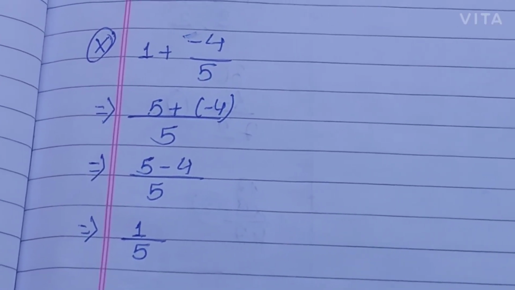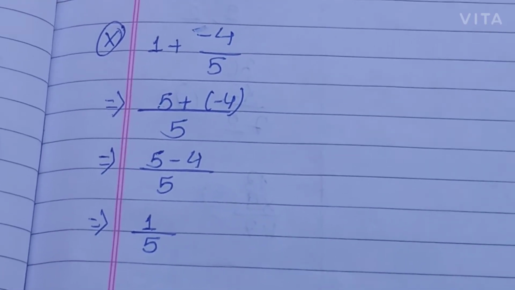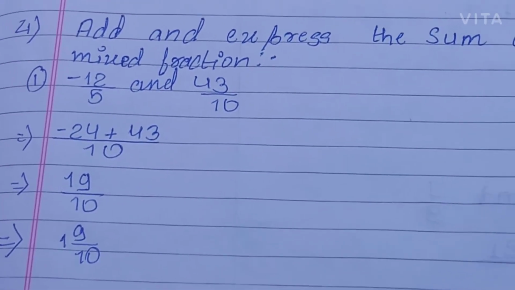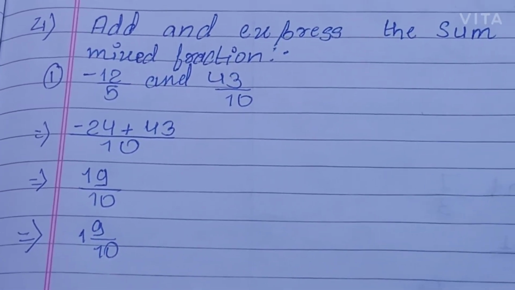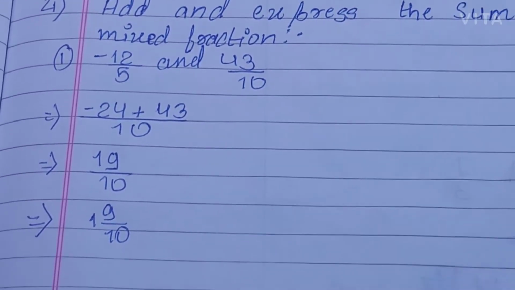Now this part, the third part, was completed. Now proceed to question number 4. So see question number 4, it has been told to add the mixed fractions here, and the final answer should be converted into a mixed fraction.